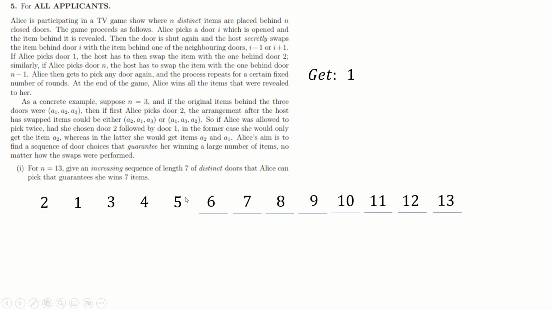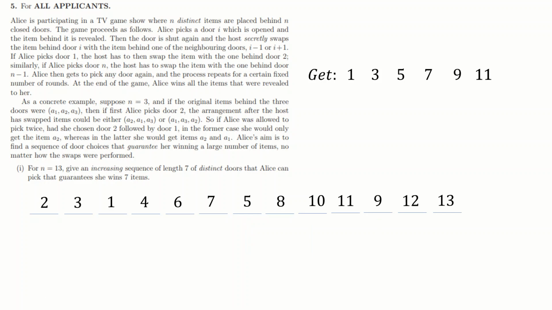I've called the items 1, 2, 3, 4, by the way. We know item 3 is here, so we may as well pick it and get item number 3. Now, it doesn't matter what he swaps here, the host, because my plan is just to pick door number 5, which can't have been swapped here. It's too far away. So just pick door number 5, get item number 5, and then just keep going, pick door number 7, and then 9, and then 11, and 13.